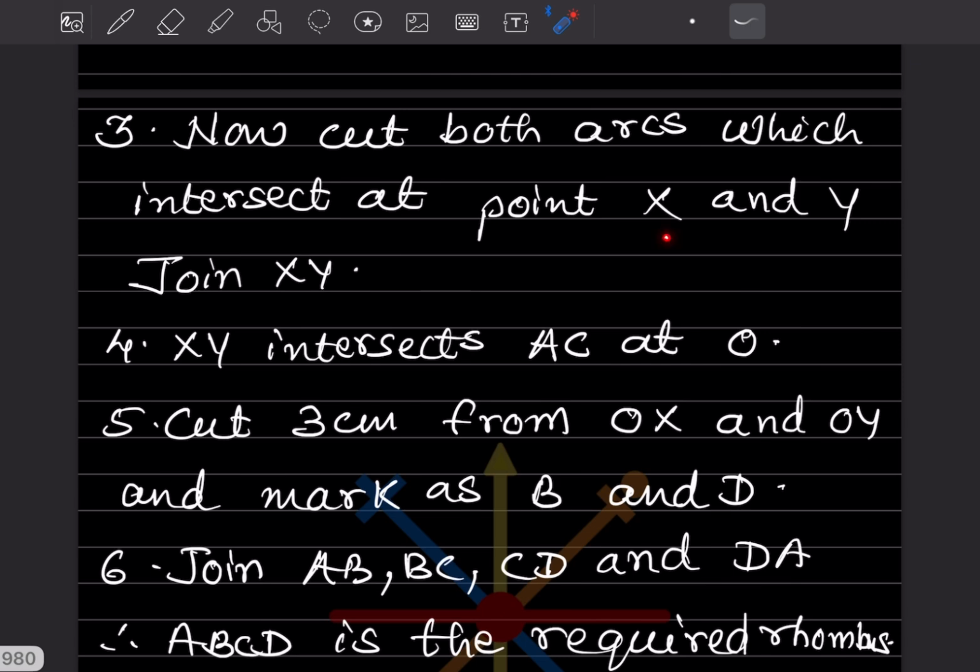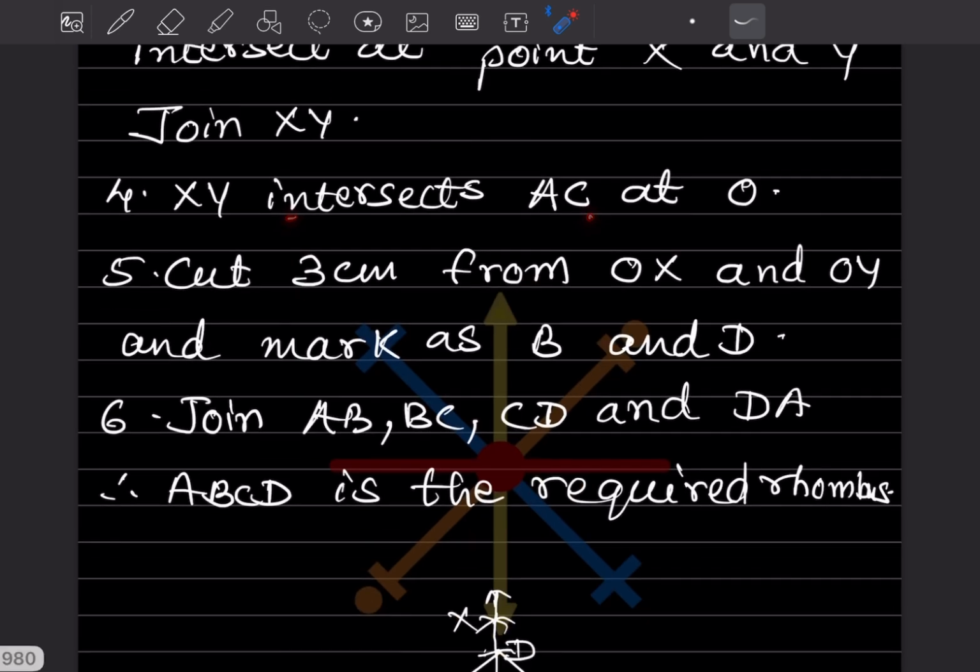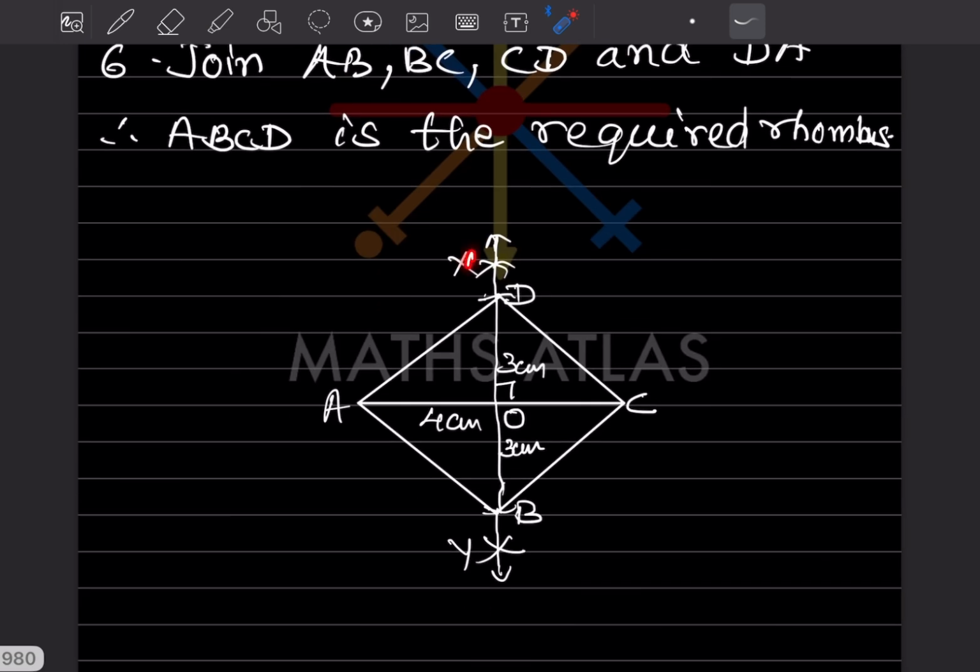Both arcs intersect at point X, and join XY. So that is done. XY intersects AC at O. This XY is intersecting in the middle, so here we can put O.